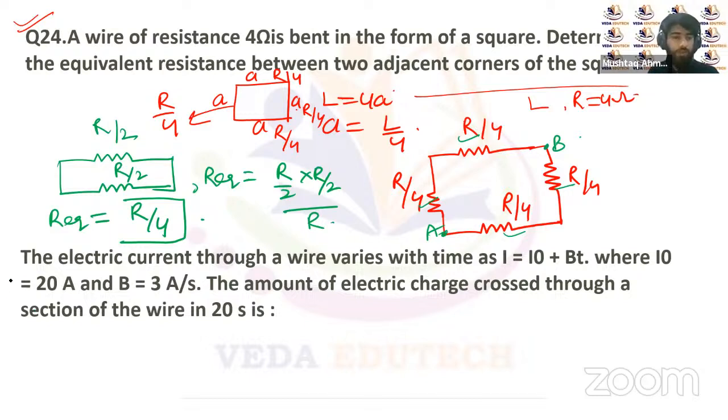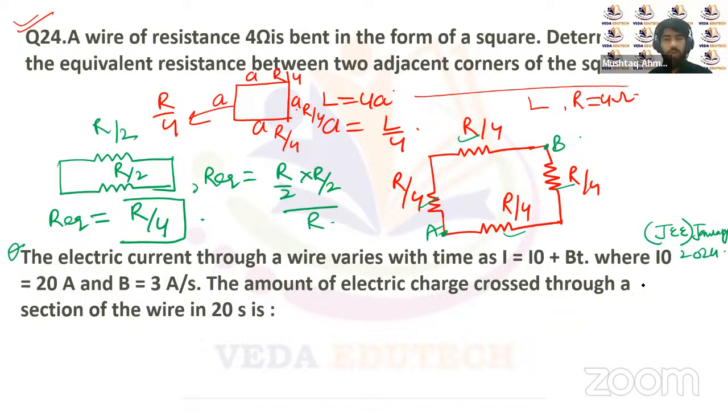Now let's talk about this question. The electric current through a wire varies with time as I naught plus BT. This question was asked in JEE Mains, in the January session, 2024. Similar question was asked in January JEE, in one of the shifts.